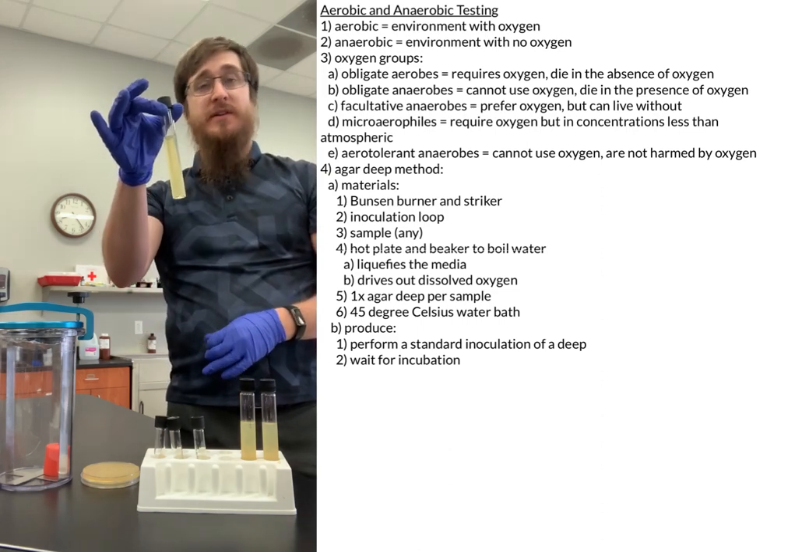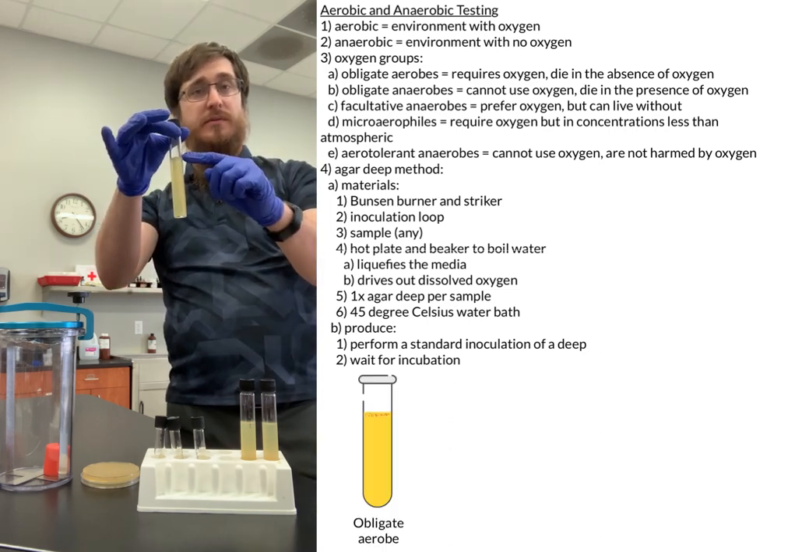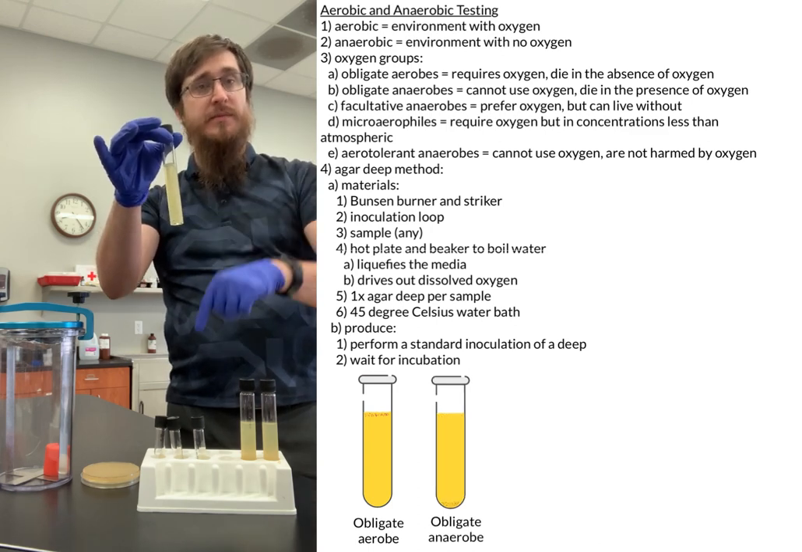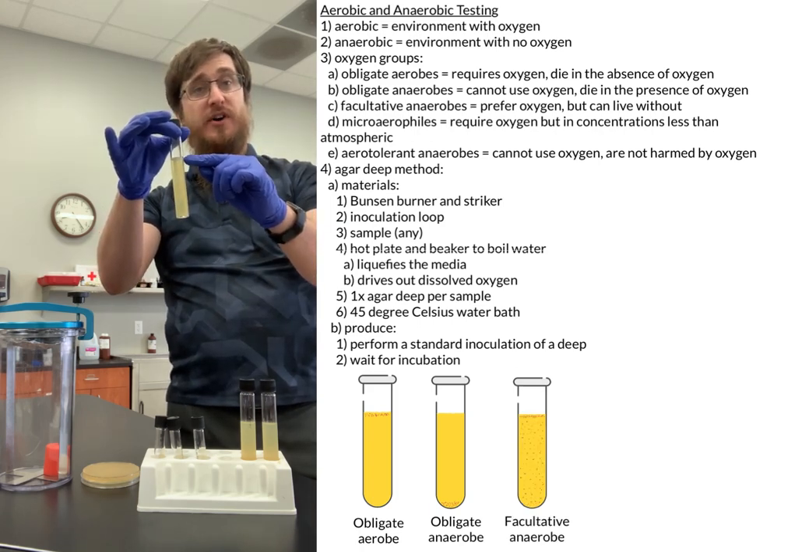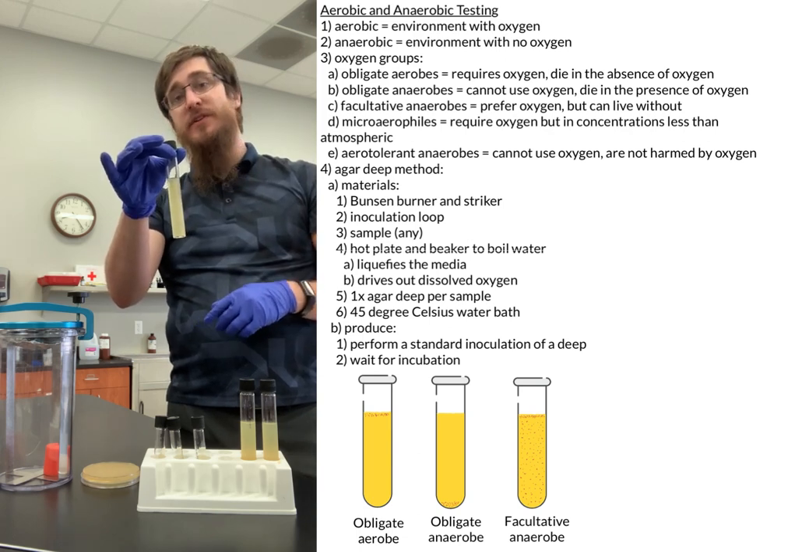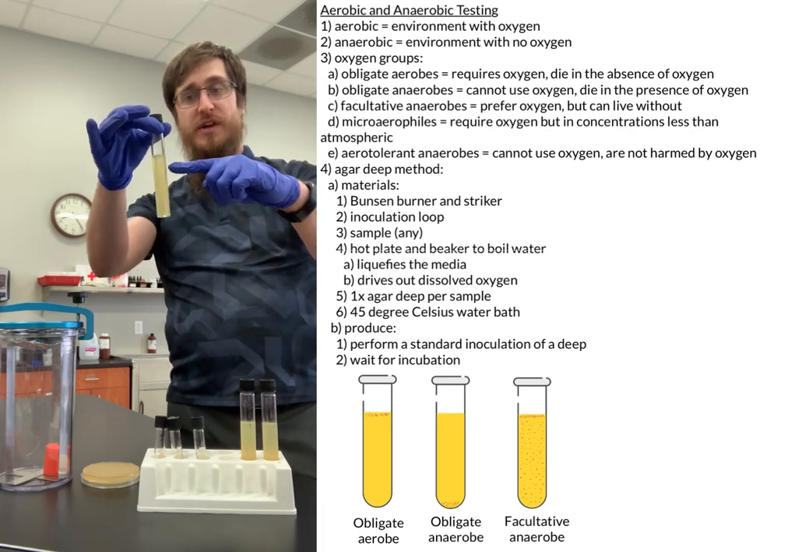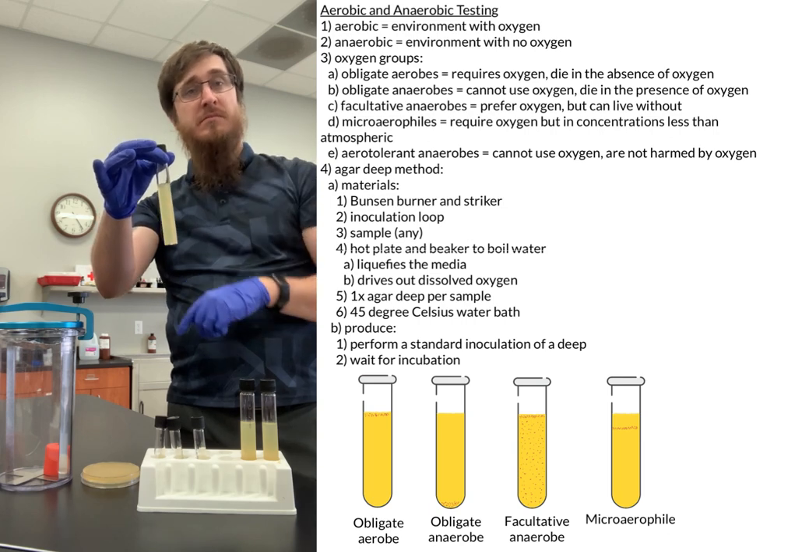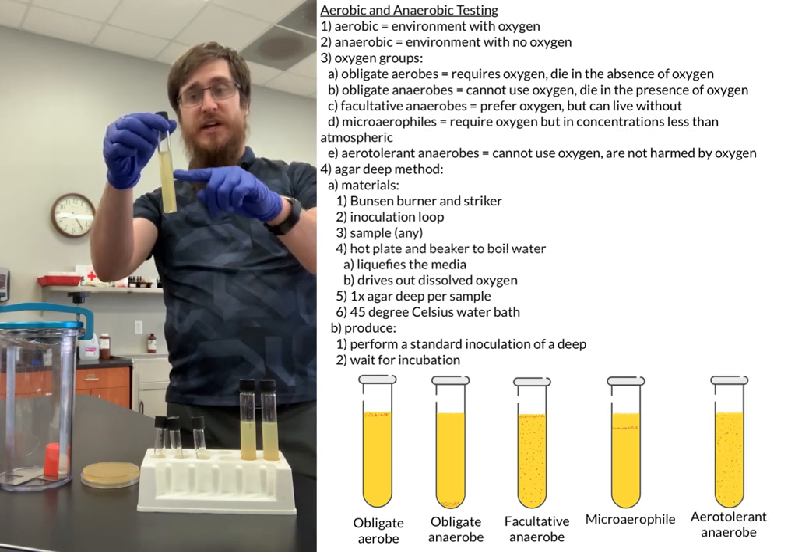So if your organism that you put in there is an obligate aerobe, it'll only grow at the top. If your organism is an obligate anaerobe, it will only grow at the bottom. If your organism is a facultative anaerobe, it will grow quite a bit at the top, and then you'll see scattered colonies all throughout the tube. If it is your microaerophile, it will need oxygen, but in lower concentrations, so it grows about 20 to 30% down inside of your tube. And then lastly, if we have our aerotolerant anaerobe, it's just going to be scattered growth all throughout the tube.